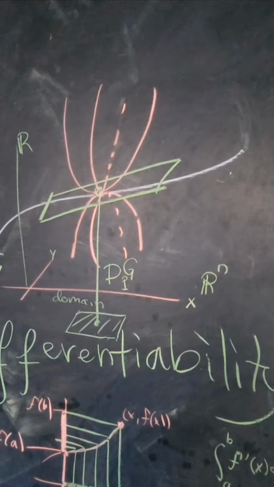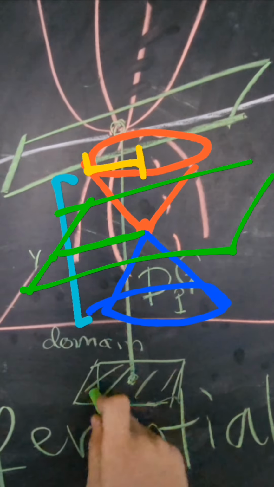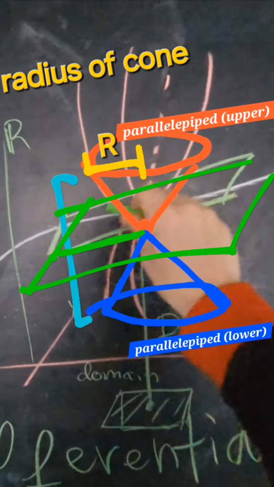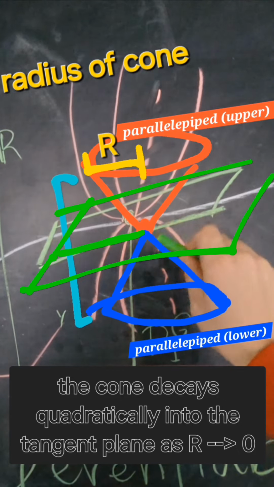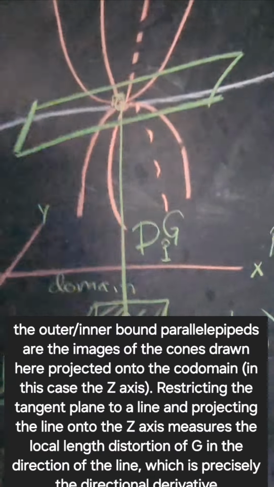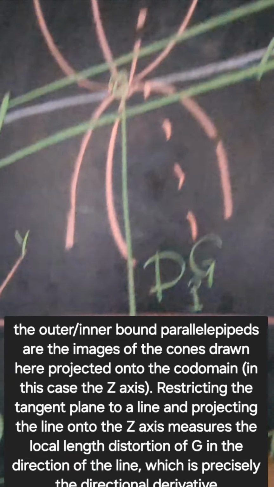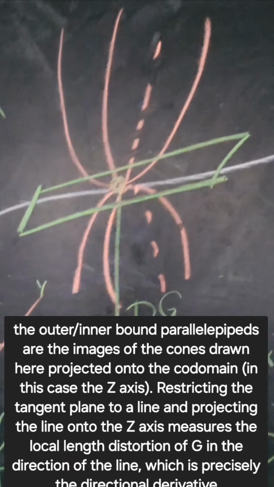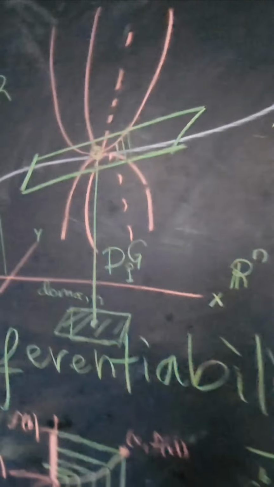So two parallelepipeds, basically. The image of a cube in the domain is sandwiched between the images of two parallelepipeds in the codomain, and the images of those two parallelepipeds essentially differ by an order of the distance squared. So they differ quadratically, just like in this approximation.